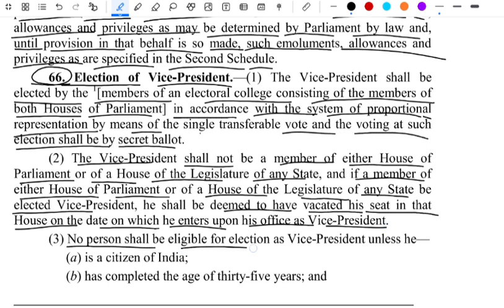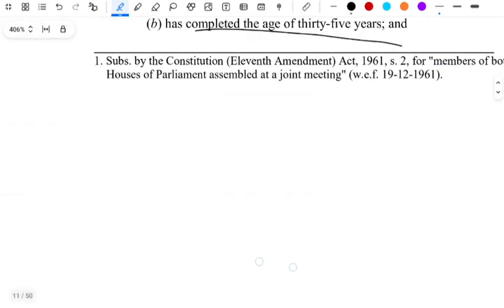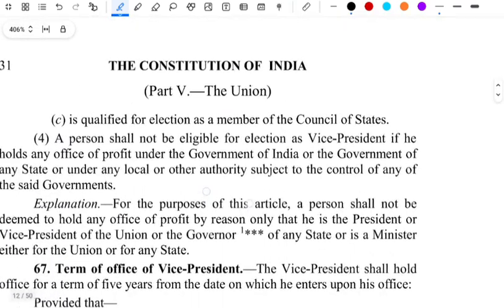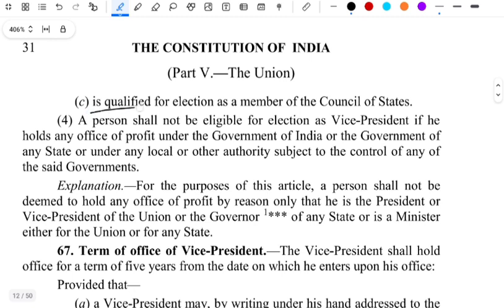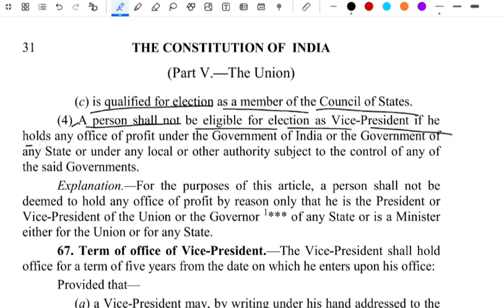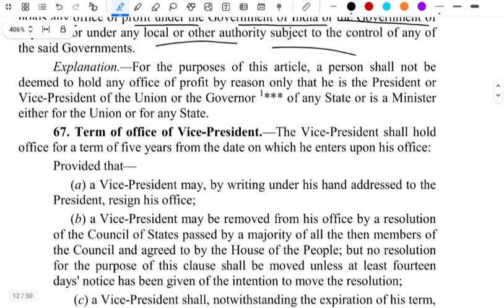No person shall be eligible for election as Vice President unless he is a citizen of India, has completed 35 years of age, and is qualified for election as a member of the Council of State. So next, a person shall not be eligible for election as Vice President if he holds any office of profit under the Government of India, a State Government, or any local authority, और कहीं पे भी काम करा. Okay, for this purpose a person shall not be deemed to hold any office of profit by reason of certain offices.